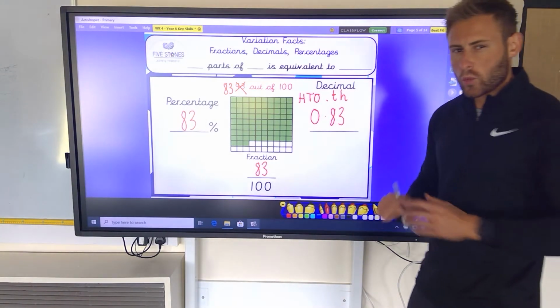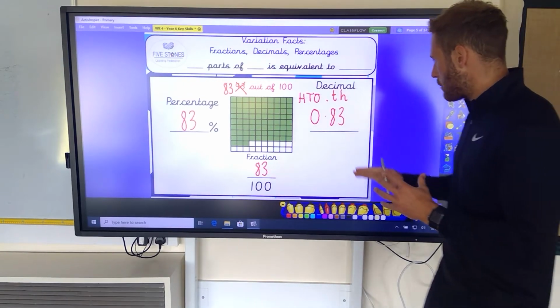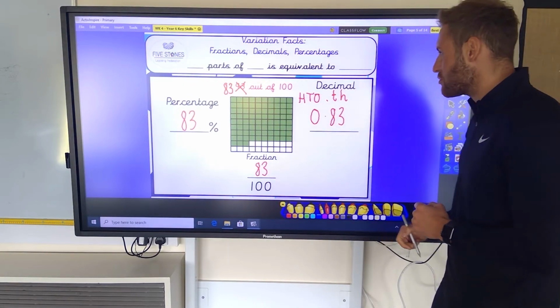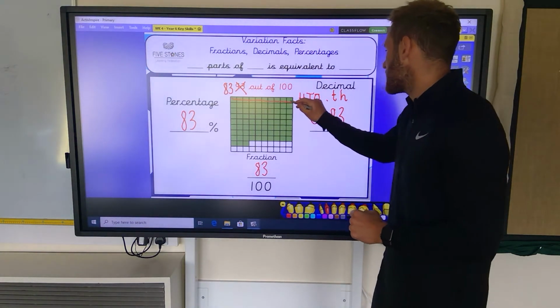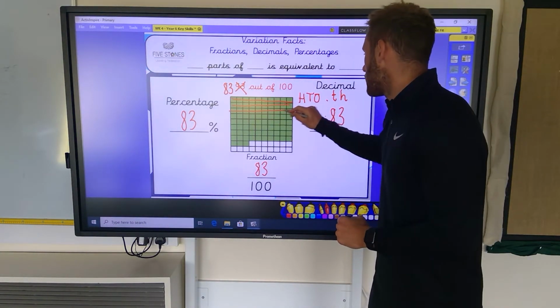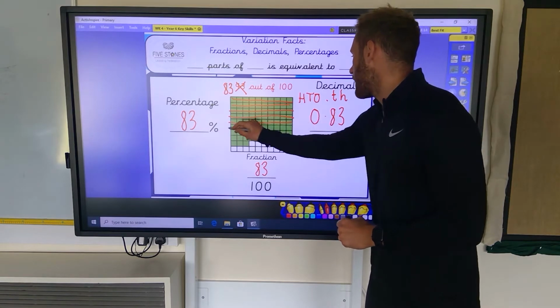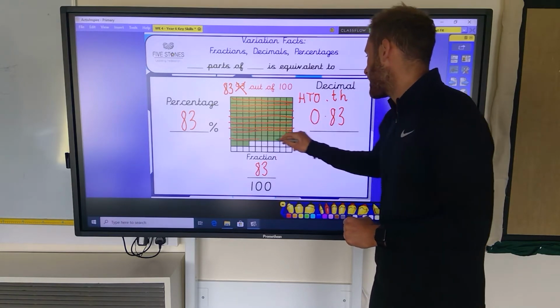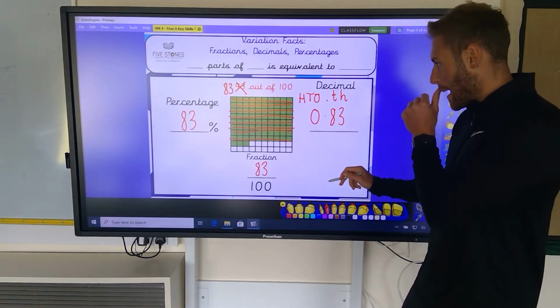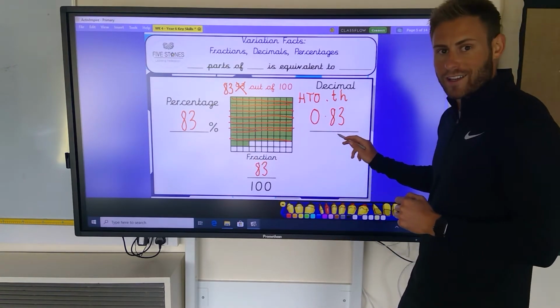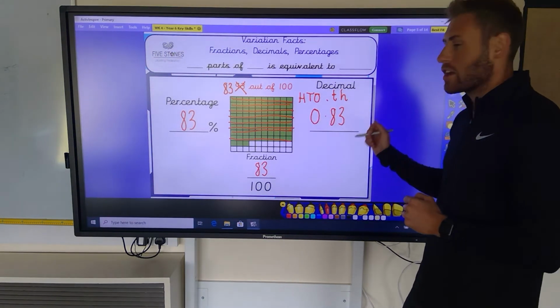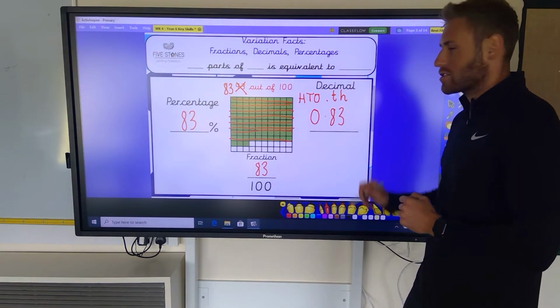Fantastic. Hopefully we've heard the word same there. So where we're looking at 83 hundredths, 83 hundredths is actually the same as 8 tenths. So we can see those 8 tenths. 1, 2, 3, 4, 5, 6, 7, 8. 8 tenths and 3 hundredths. So we've got 8 tenths, 3 hundredths.